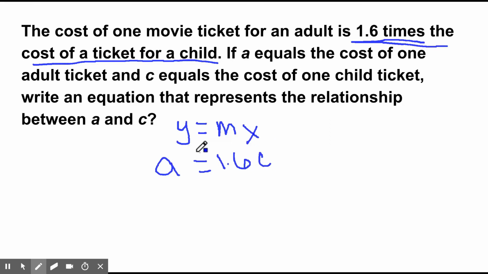So when you're doing this equation, instead of using y and x, you're just going to be using A and C. And it still means the same thing. To figure it out, you would do A divided by C, and that would give you the 1.6. So what you're going to be doing is going through some practice problems with equations and with tables. You can refer back to this video or just let me know if you have any questions.